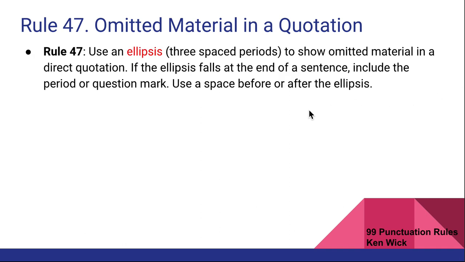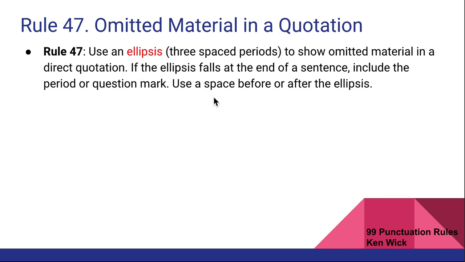So Rule 47, which covers omitted material in a quotation: use an ellipsis, which is 3 spaced periods, to show omitted material in a direct quotation. So if you have a direct quotation and someone omits a portion of the quote, then the portion that's deleted, you place an ellipsis there.